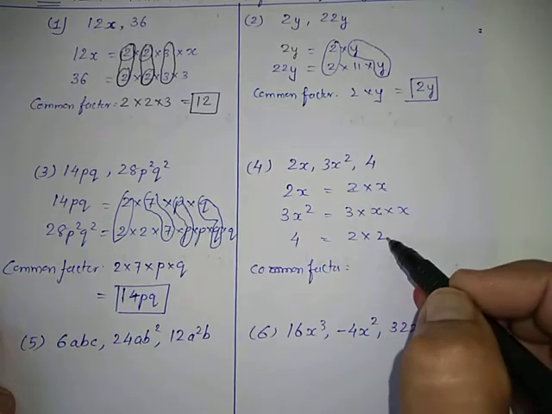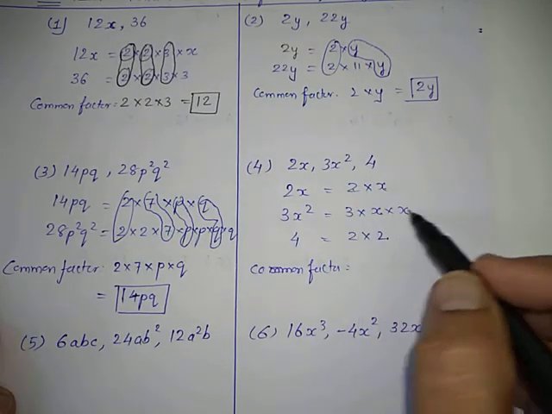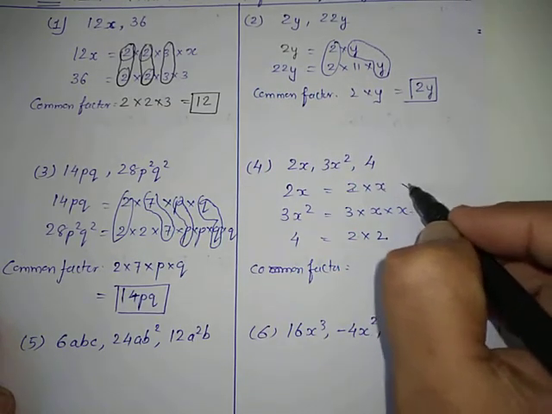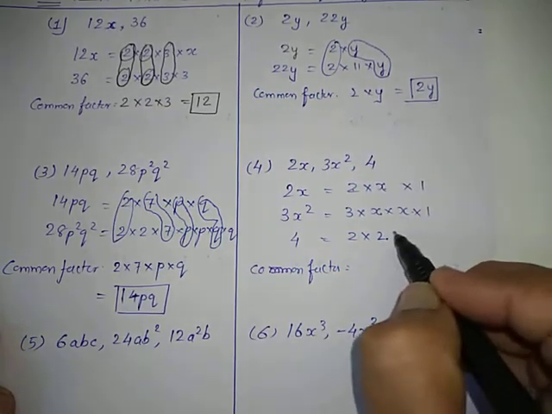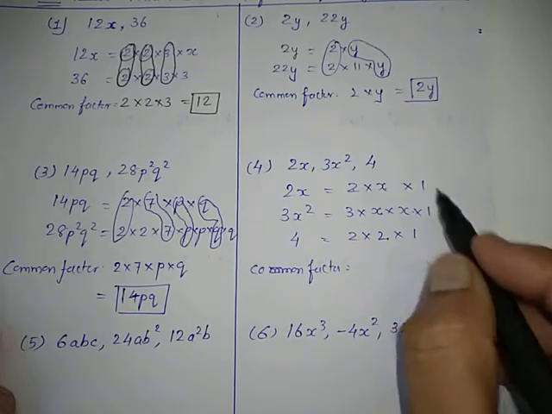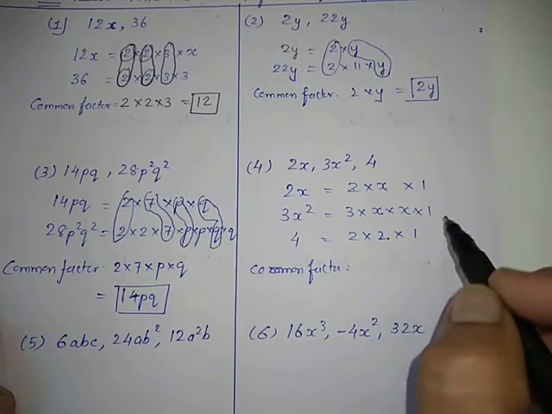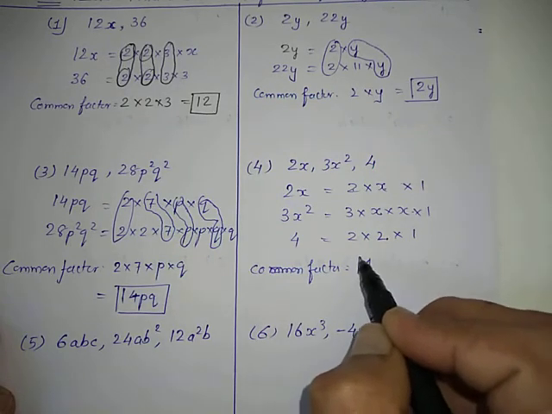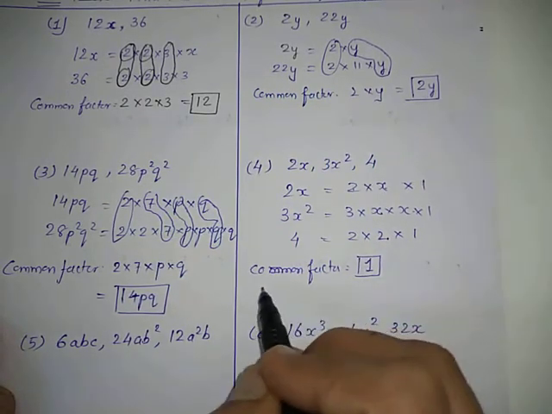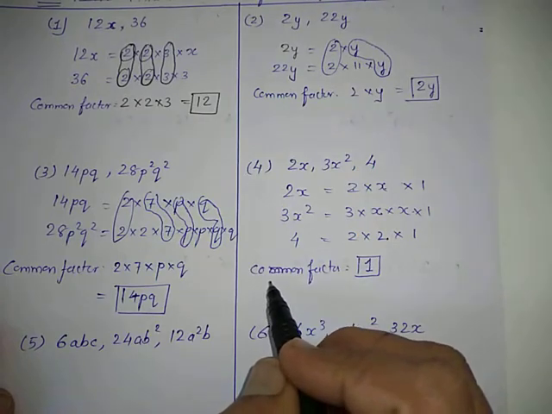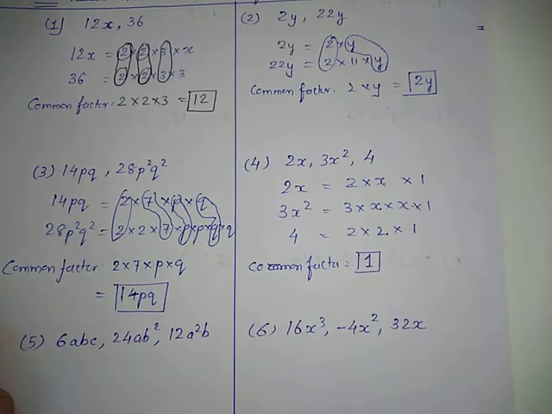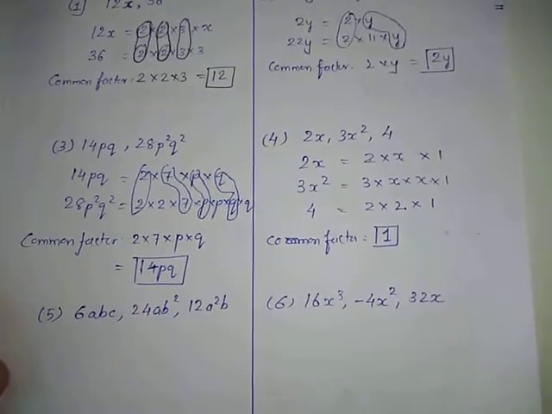Here x, but not here. So we cannot take x also. So 2 and x are not possible. Here also not possible. So if there is no common factor, then 1 is common for everyone, because it doesn't change the product value. So 1 is the only common factor. Clear, friends?